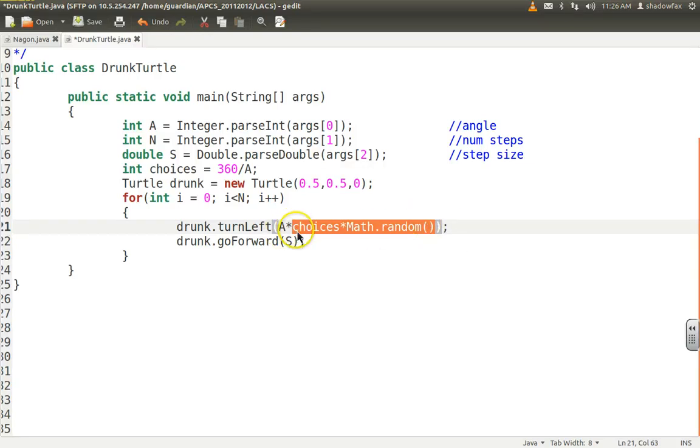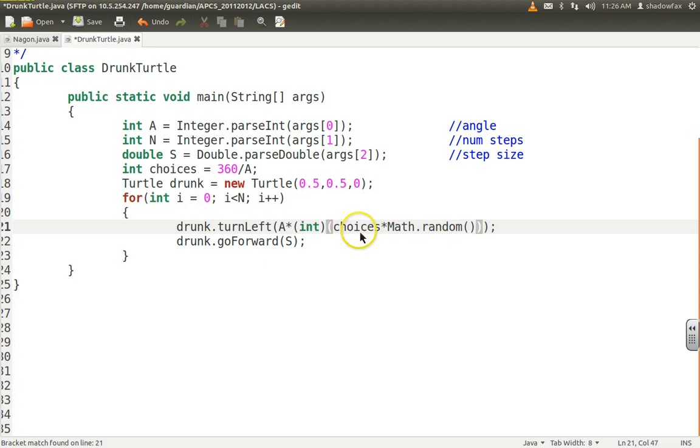No, nobody remembers how to cast? Take that whole thing, in parentheses, and put in front what you want to cast it to. It's a double right now. Remember, random gives you a double, right? Open parentheses, int, close parentheses.